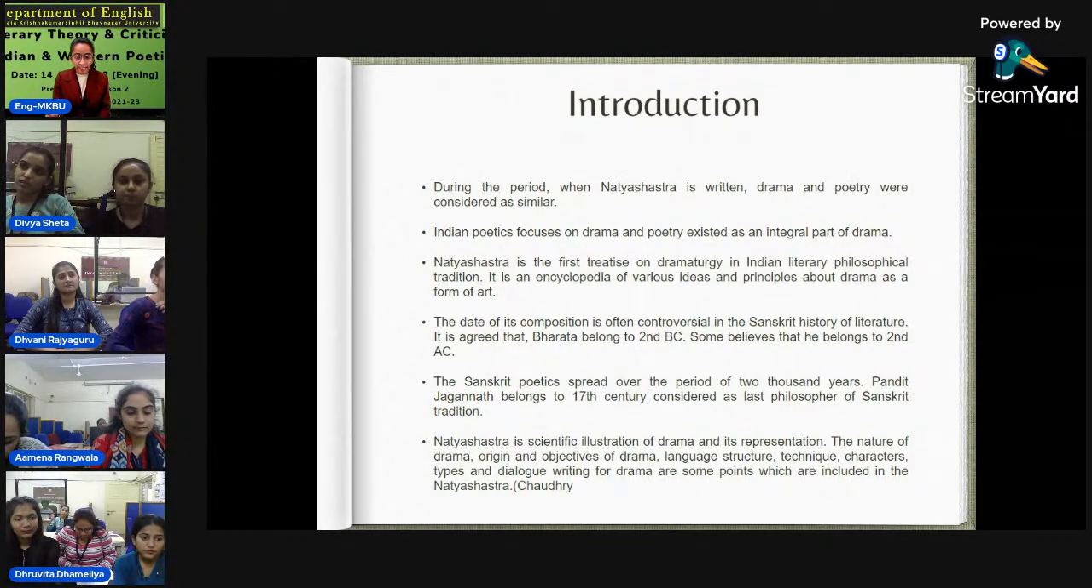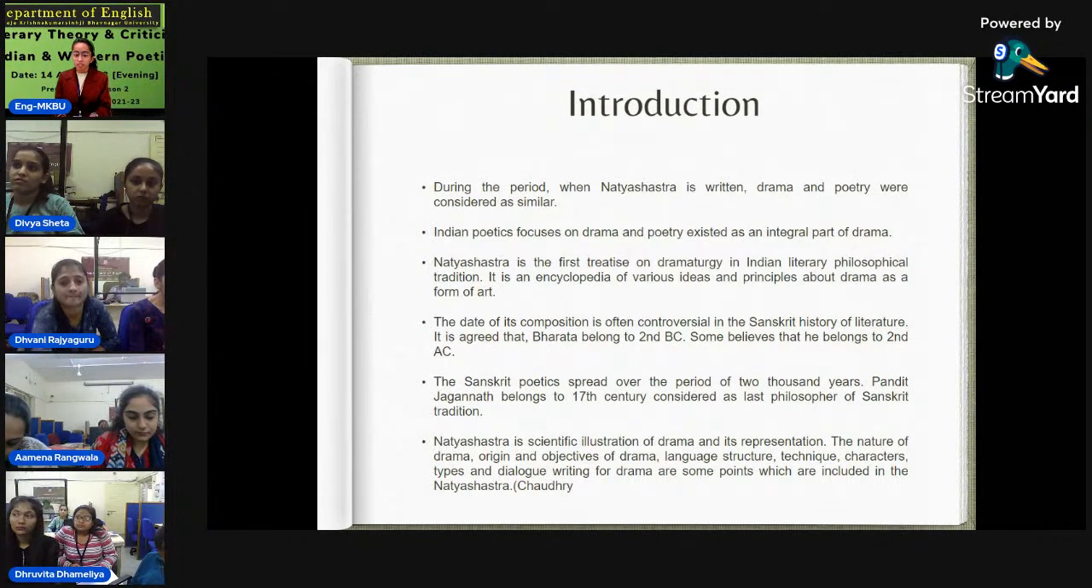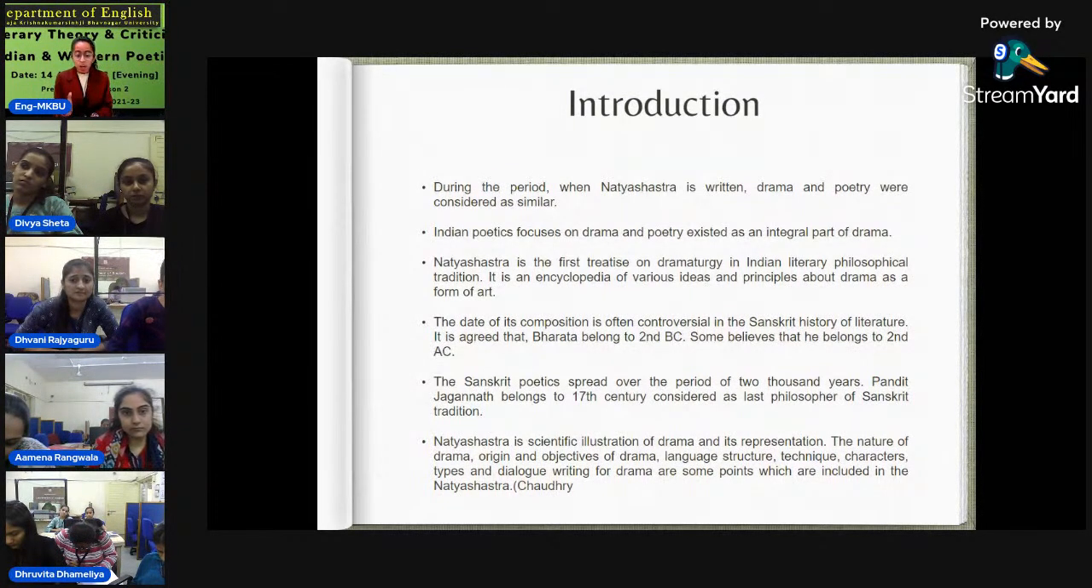It is believed that Bharata, the founder of Natya Shastra, belongs to the 2nd century BC, and some other critics believe he is from the 2nd century AD. Sanskrit poetics spread over 10,000 years, and the last Sanskrit scholar and philosopher was from the 17th century, Pandit Jagannath. Natya Shastra is the scientific illustration of drama and its representation: the nature of drama, origin, objective, language, structure, techniques, characters, types, dialogue and writing. These are included in the Natya Shastra.